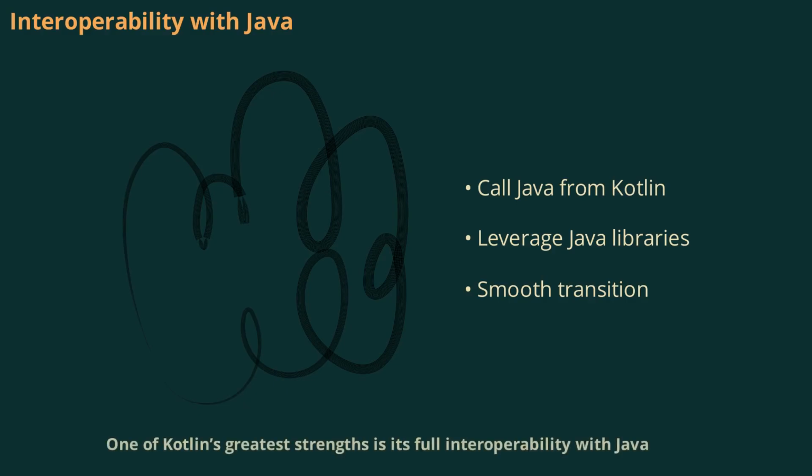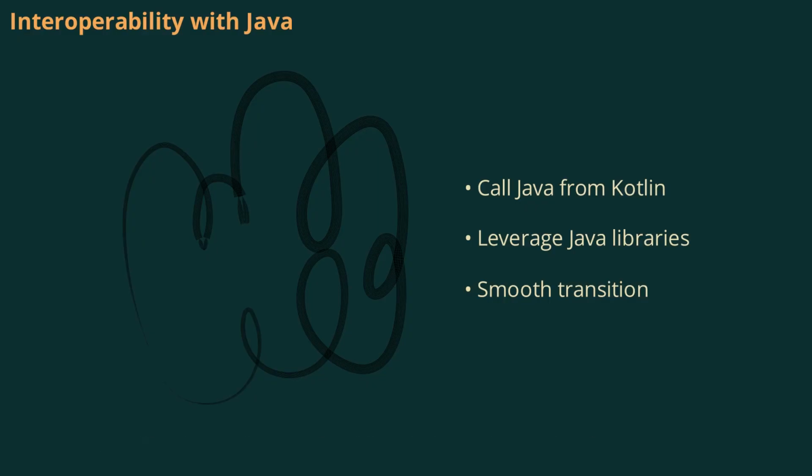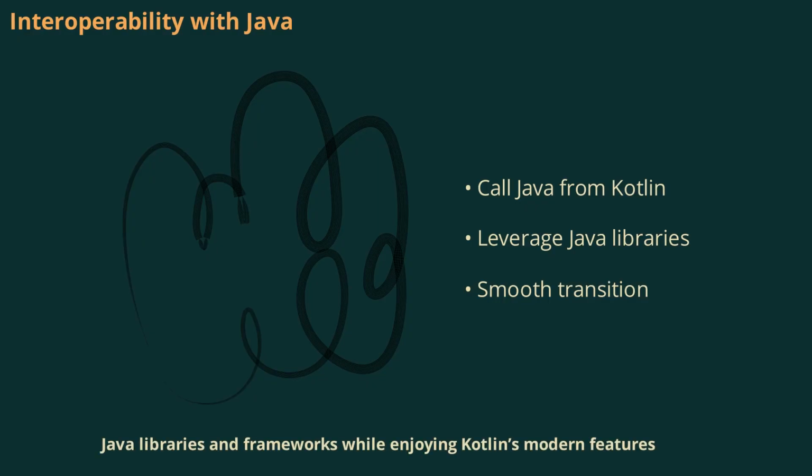One of Kotlin's greatest strengths is its full interoperability with Java. You can call Java code from Kotlin and vice versa within the same project. This seamless integration allows you to leverage existing Java libraries and frameworks while enjoying Kotlin's modern features. Interoperability ensures a smooth transition for developers moving from Java to Kotlin.